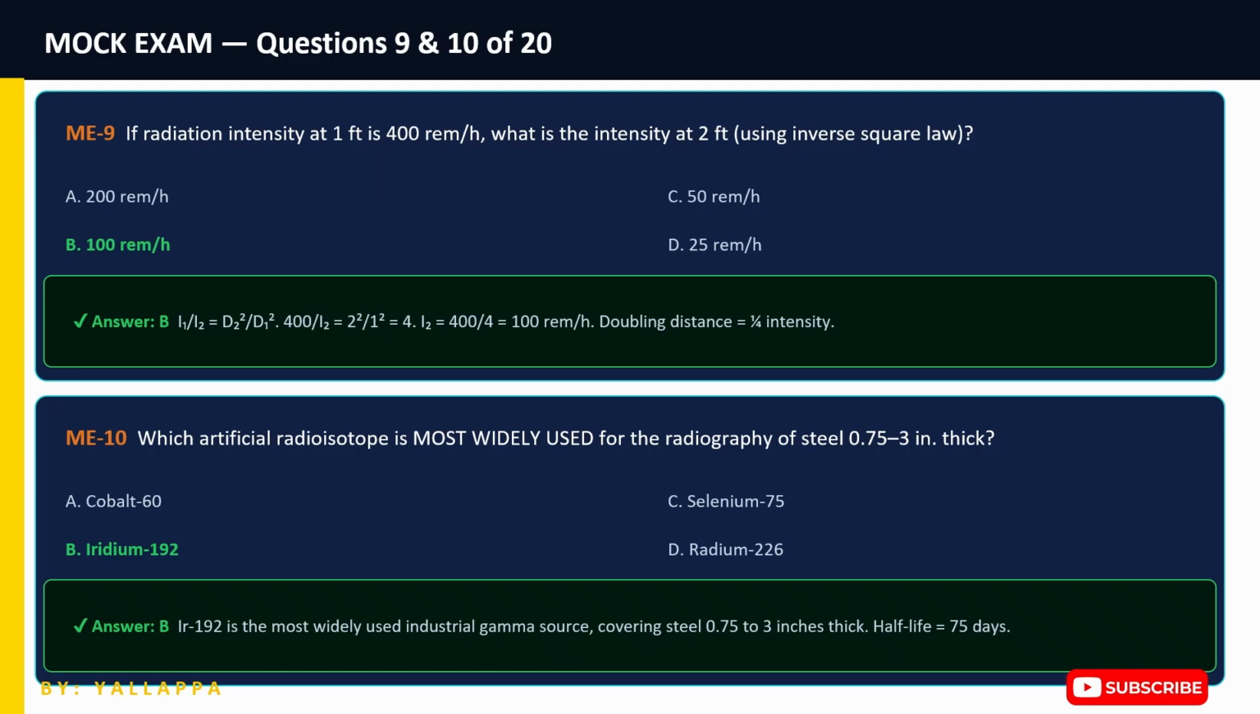Question 10 tests industrial gamma source selection. The presentation identifies iridium 192 as the widely used source for the indicated steel thickness range. For level 3 preparation, you should associate source selection with several variables, including photon energy, material thickness, source size, exposure geometry, and required image quality. Do not interpret an isotope table as a rigid rule that works independently of the applicable procedure. Actual radiographic technique must always follow the governing procedure and applicable code.